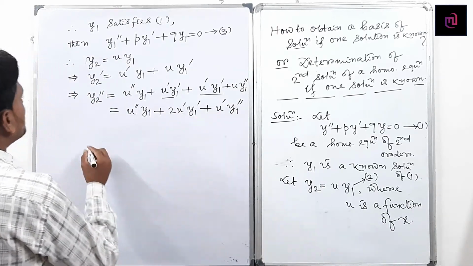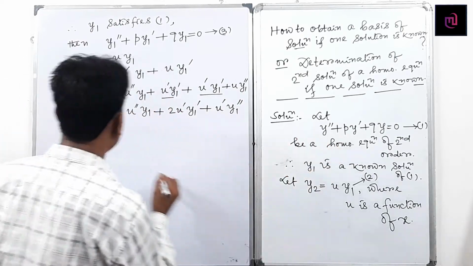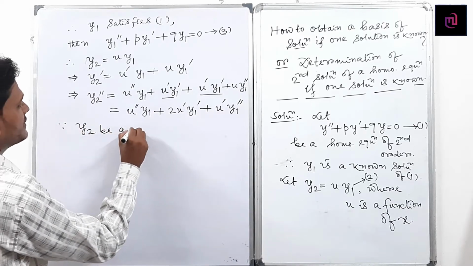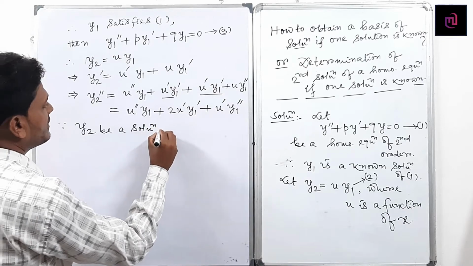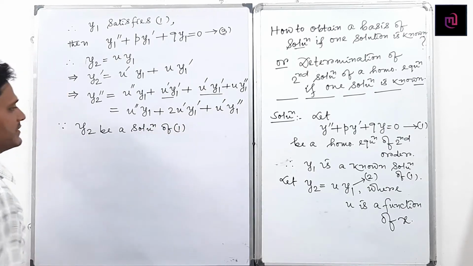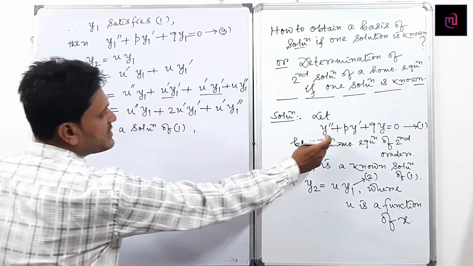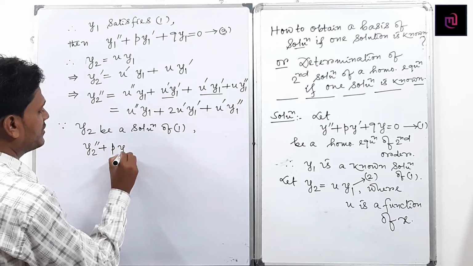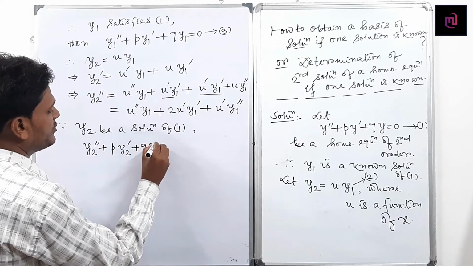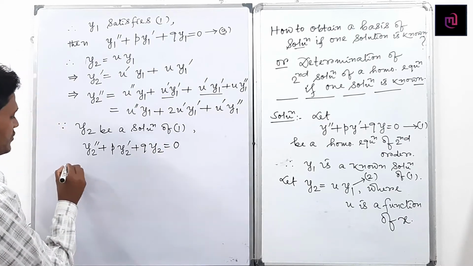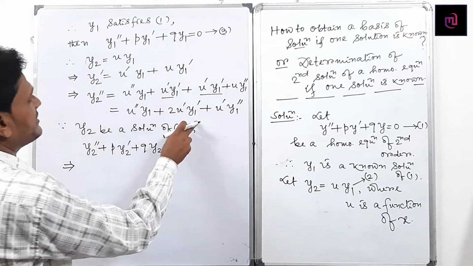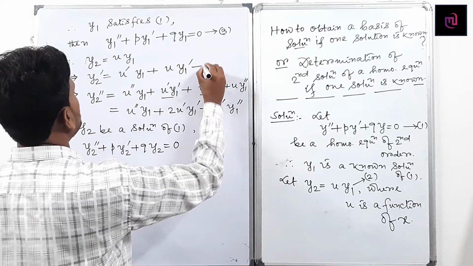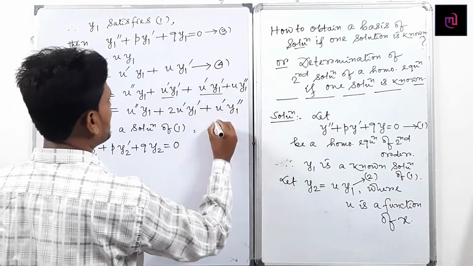Finally, y2 is a solution of 1, so y2 double dash plus p into y2 dash plus q into y2 equals 0. Using what we numbered earlier, this part becomes 3, this part 4, and this part 5.